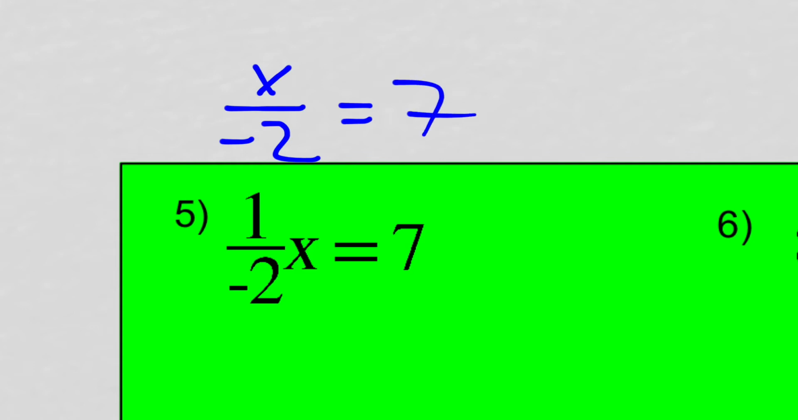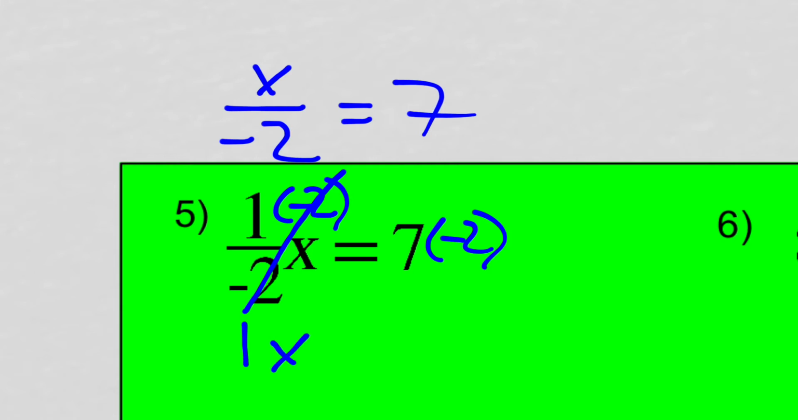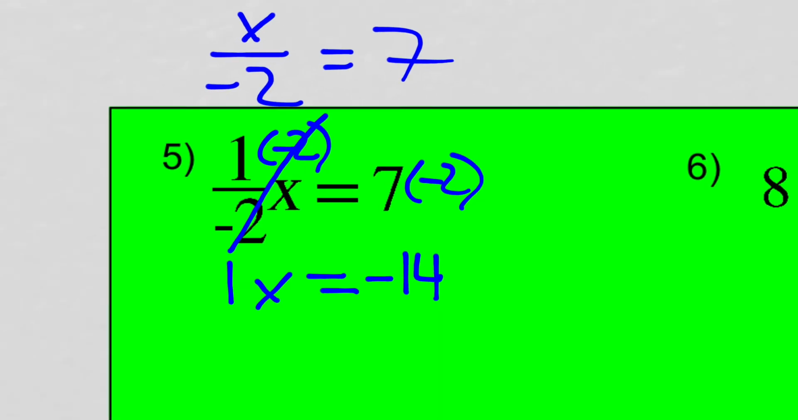So all I'm going to do to solve this is multiply both sides by negative 2, just like I would do if it was written in this form. And multiply that by negative 2. Now what I get is a fraction with negative 2 and negative 2, and those divide to make positive 1. So what I'm really left with here is 1x. And then 7 times negative 2 is negative 14. Or just x equals negative 14.